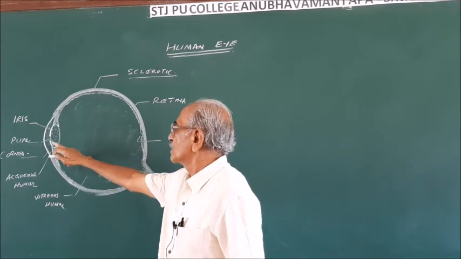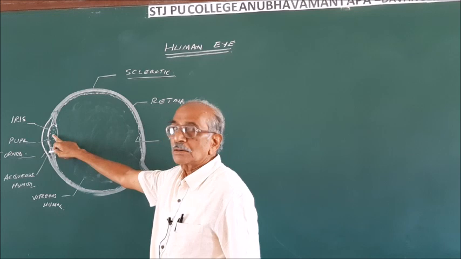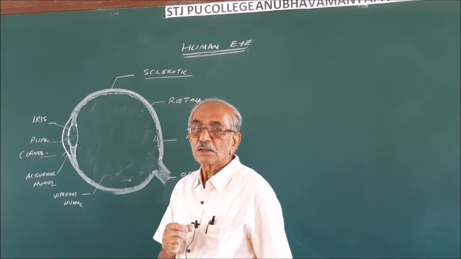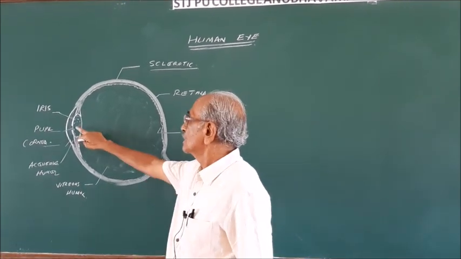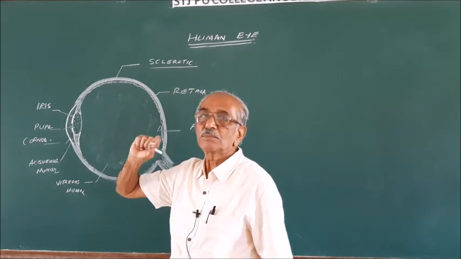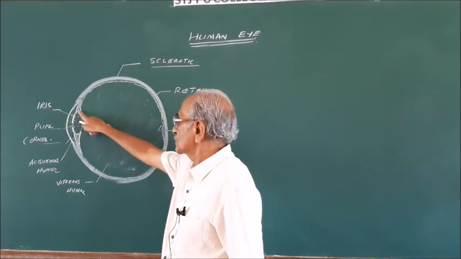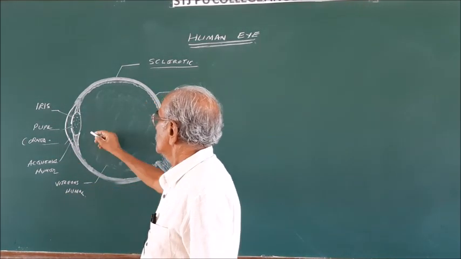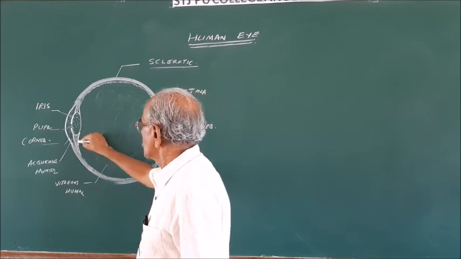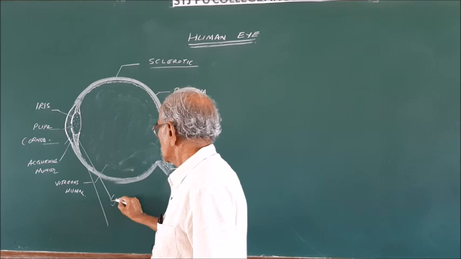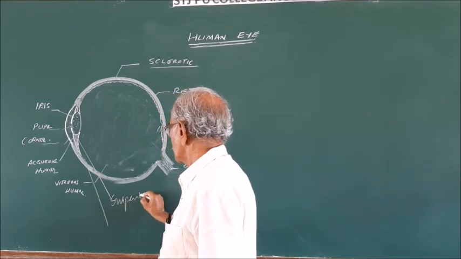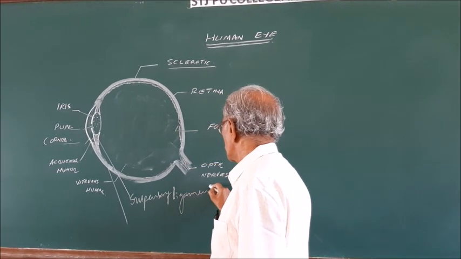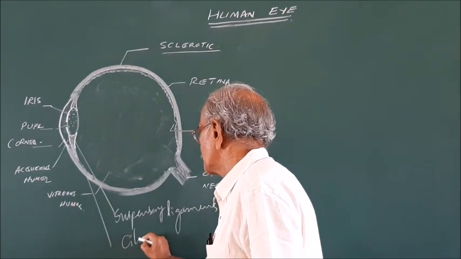Just behind the cornea, we have an important part of the eye, the lens. The lens is made of organic substance. It is crystalline in nature. It is suspended by means of what are called suspensory ligaments and ciliary muscles.